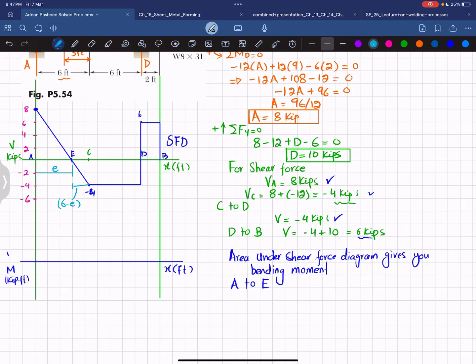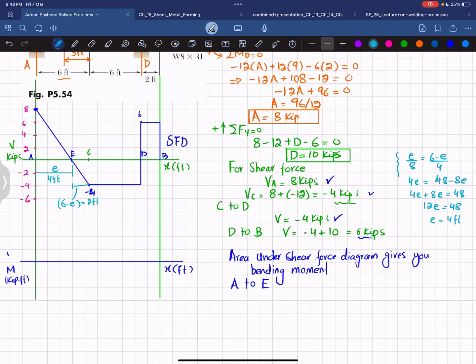Now you can see you have two right angle triangles. One is this one, and another one is this one, and the ratio of their sides will be equal. So e divided by 8 will be equal to (6 minus e) divided by 4. So you can calculate it. 4e will be equal to 48 minus 8e. So 4e plus 8e is equal to 48. So 12e is equal to 48. So e will be equal to 4 feet. So it means that this distance is equal to 4 feet. The remaining distance, 6 minus e, will be equal to 2 feet, because e is 4. So 6 minus 4 is 2 feet.